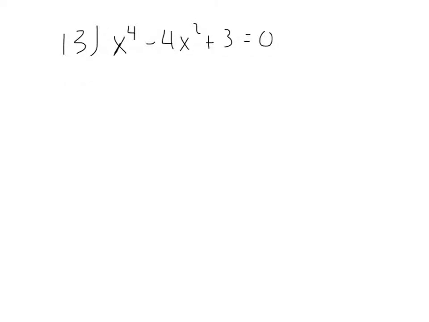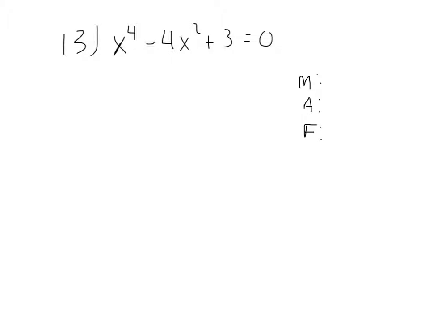Okay, so for 13, we treat it like a quadratic, correct? Because we have an x to the fourth, an x squared, and 3. And if you remember, I proved it to be true, where we broke it up into ax squared plus bx plus c. In any case, we treat it like a quadratic, so therefore we use MAG to factor. So everyone agree with that?